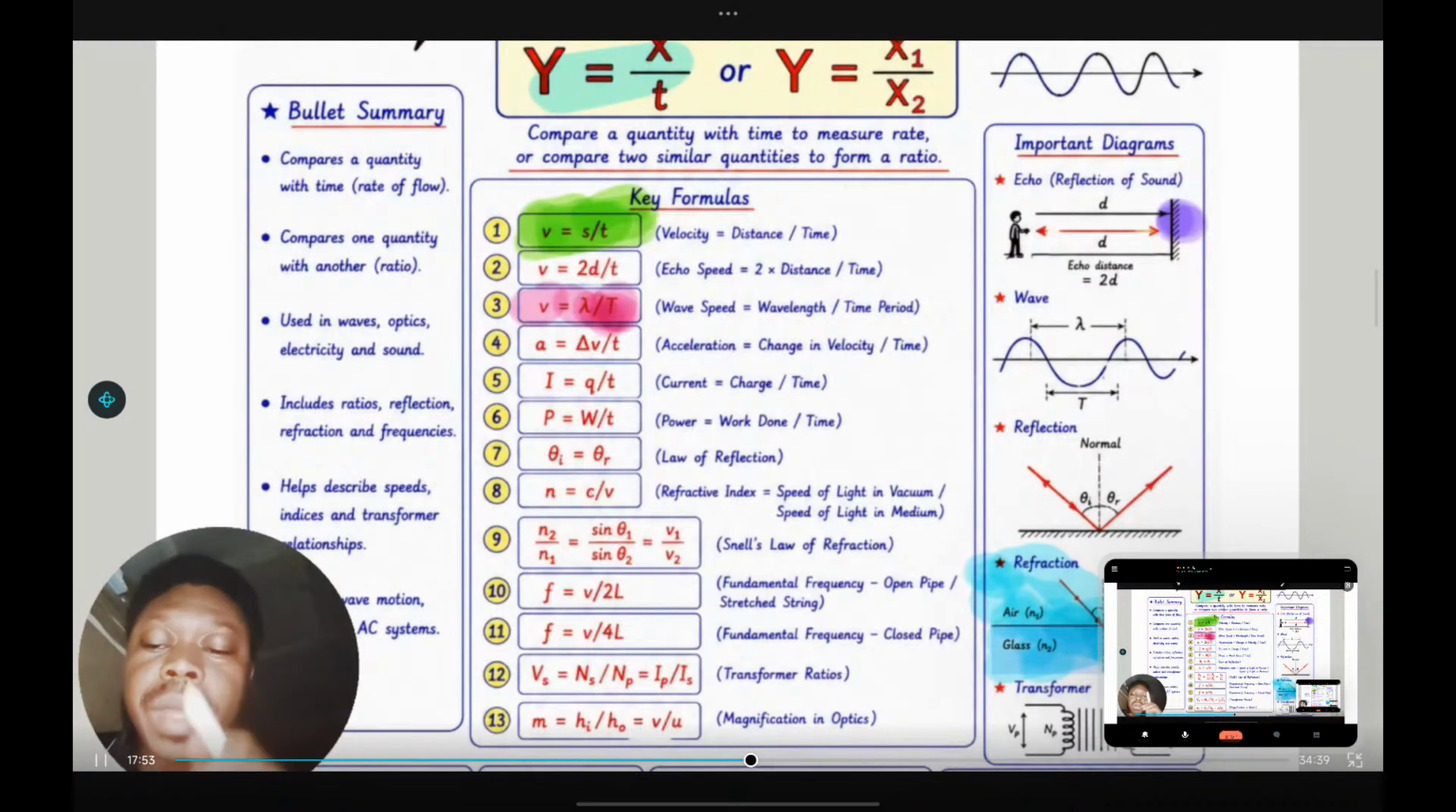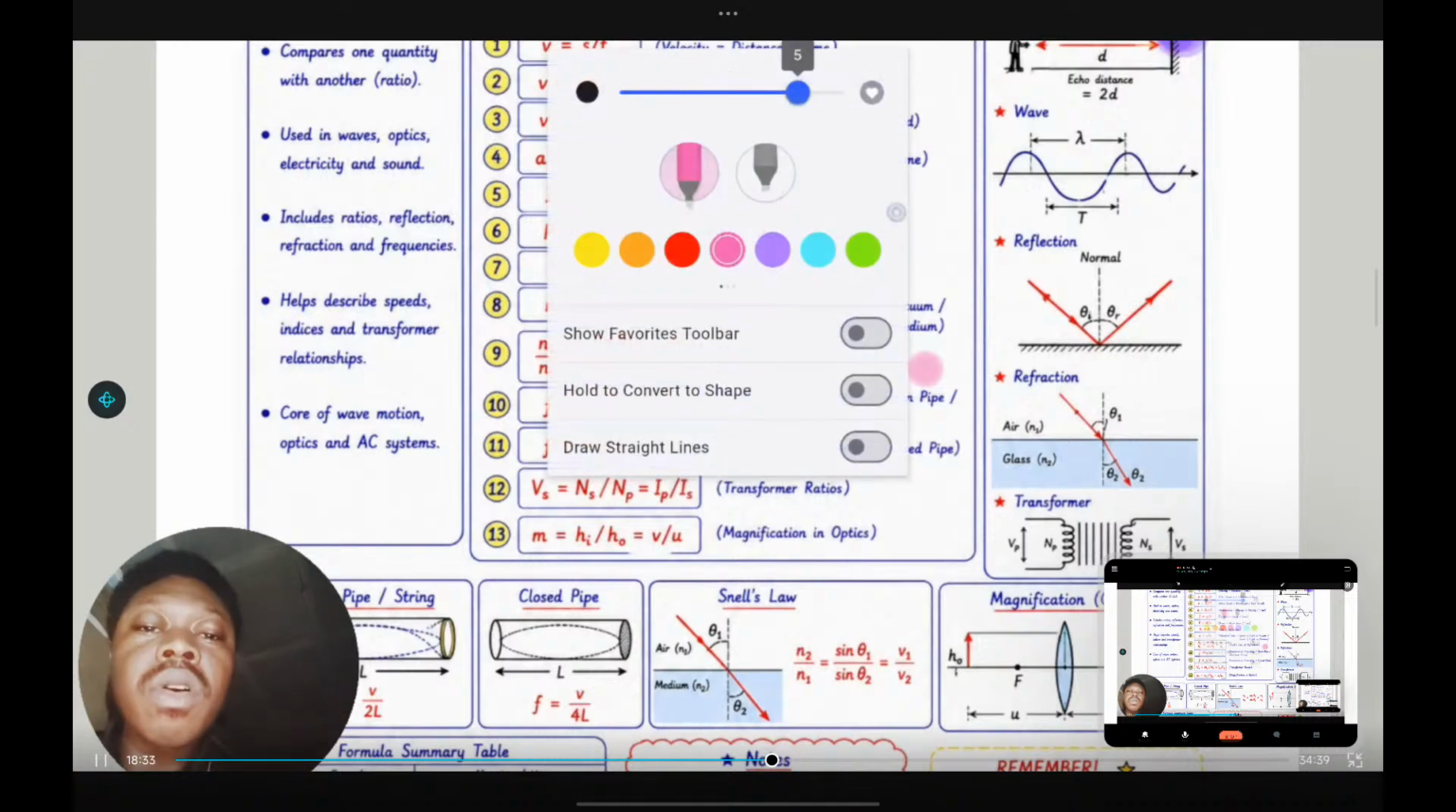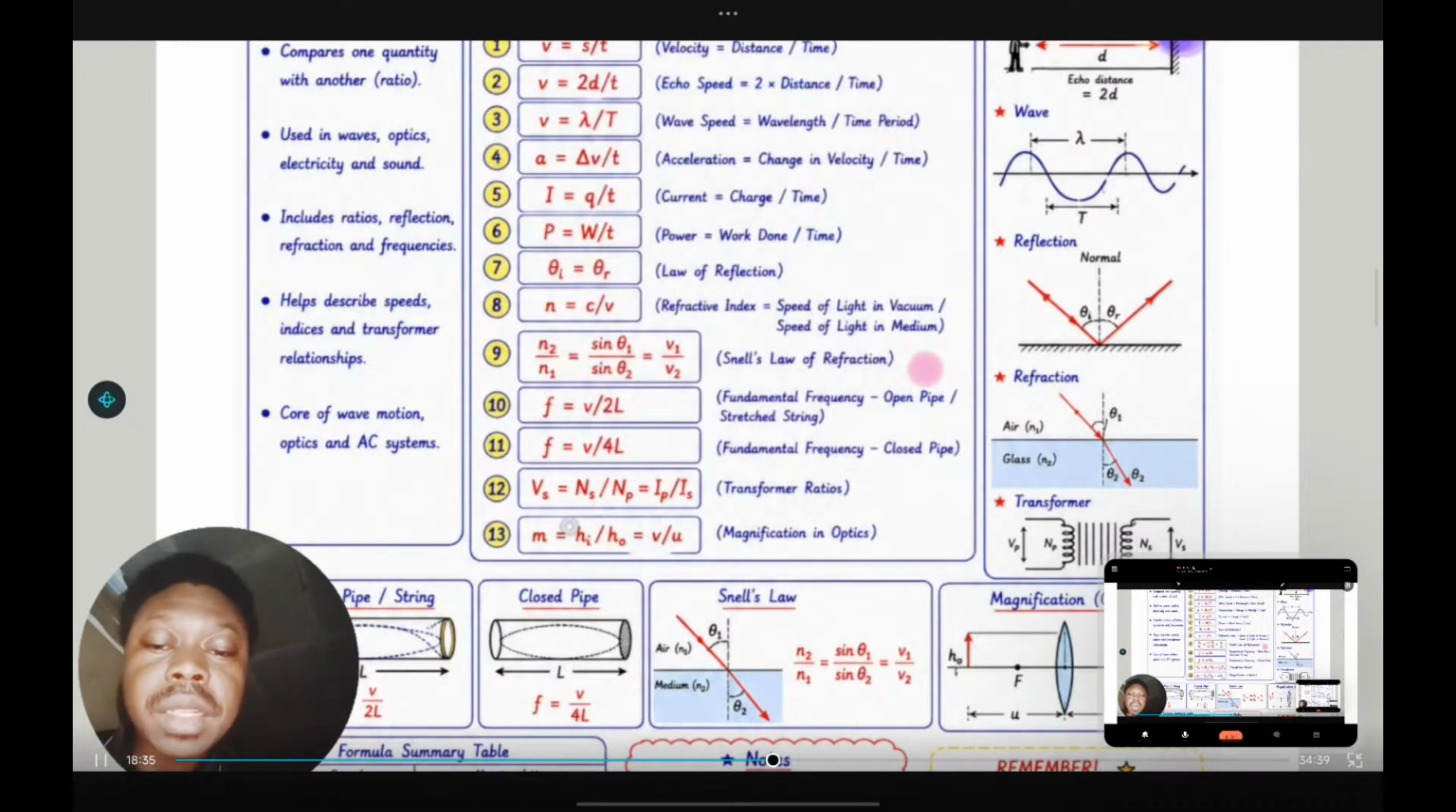I showed this particular topic in my live, the previous stretch string. They take the same shape and formula. So we have F equals V over 2L. You can see that this structure is almost similar to the echo formula. Then for closed pipe, the only difference is 4L. So F equals V over 4L. Take note of all these particular aspects.